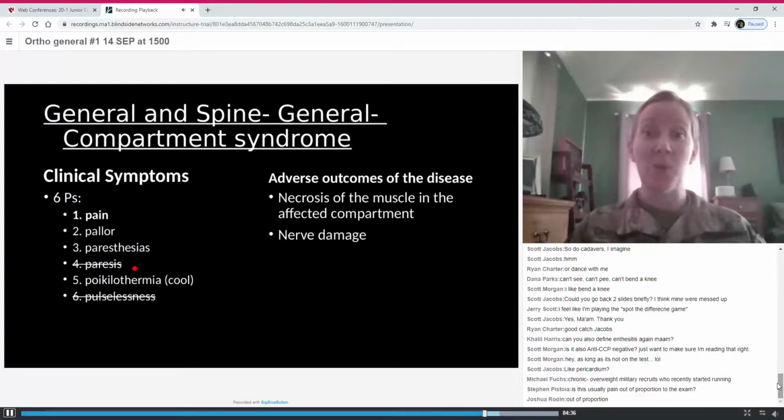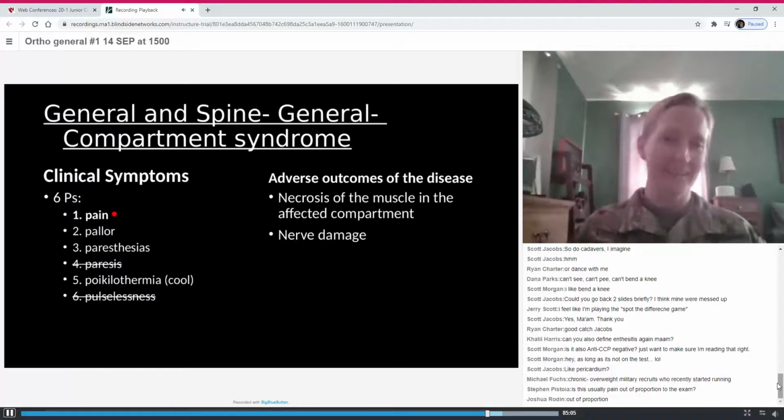Paresis, or it doesn't work right, like a foot, and pulselessness are such late findings that if that is your primary finding, your patient's limb is screwed. So I don't want those to be the things you're looking for or waiting for to say this is compartment syndrome. If you have waited until they have paresis and pulselessness, your patient's limb is nigh dead, and that is bad. So pain, pain, pain, out of proportion.